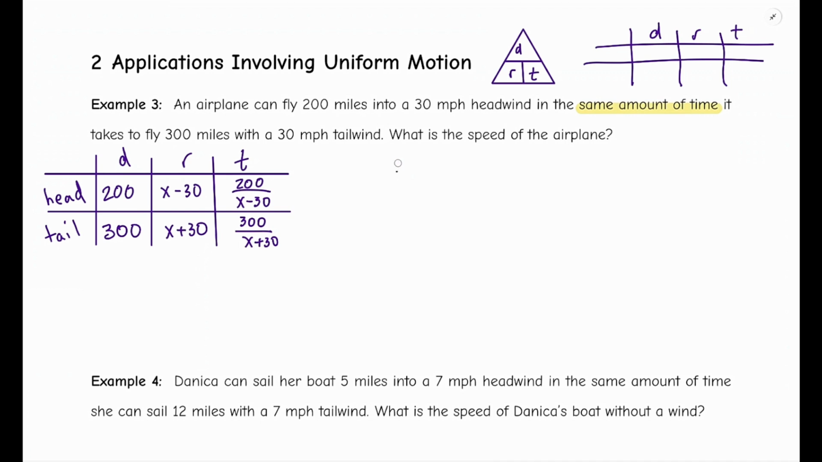So 200 over x minus 30 has to equal 300 over x plus 30. Hoping you see here the LCD is x minus 30 times x plus 30. So I'm going to multiply both sides by that.